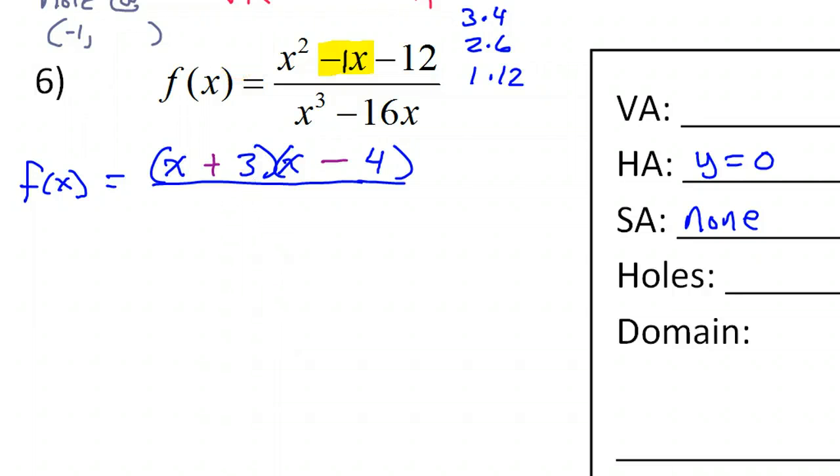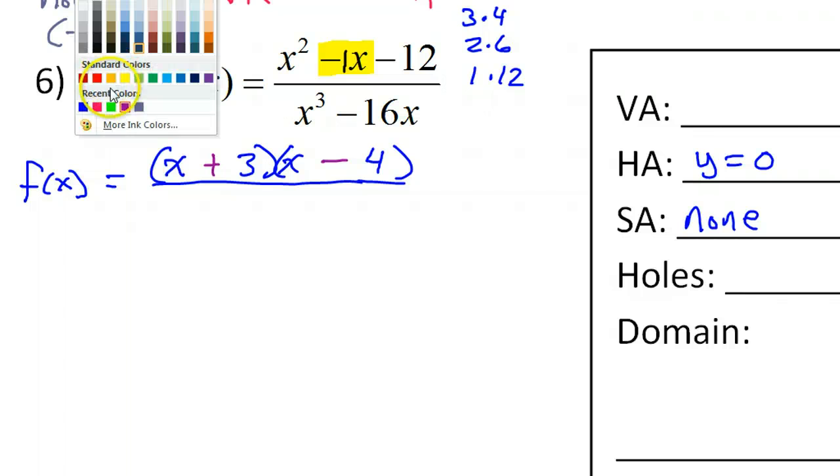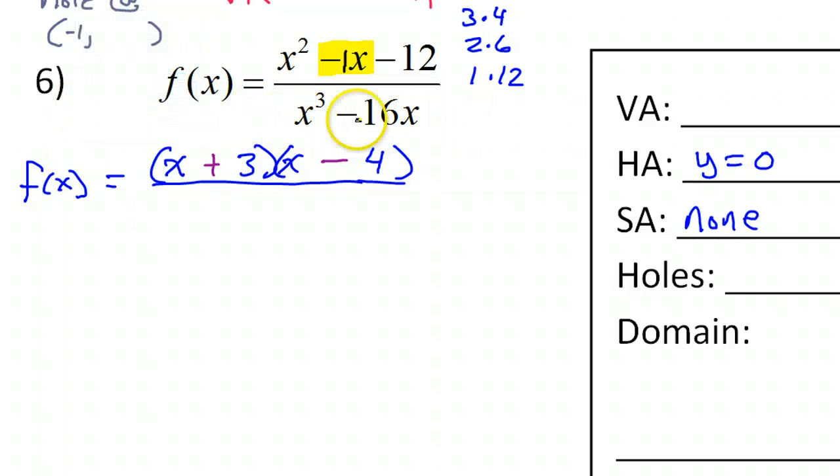The denominator has a common factor of x, so I'm going to pull out that GCF of x. That's going to leave behind x squared minus 16. But this is the difference of two squares, so this is going to factor as x plus 4 times x minus 4.